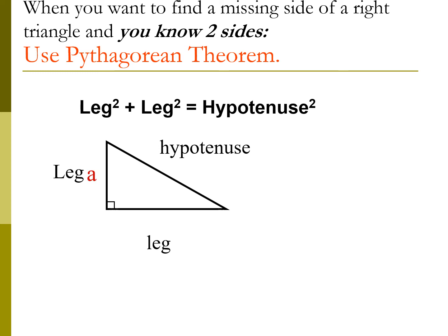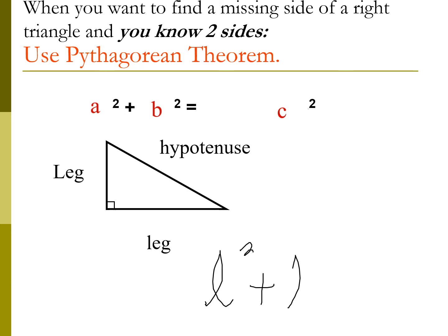So remember A, B, and C? That's where they came from. They get plugged in, and that's where you get it. But I want you to remember not A squared, B squared, C squared. You remember leg squared plus leg squared equals hypotenuse squared. Because that makes sense. That tells you exactly what to put in each one.